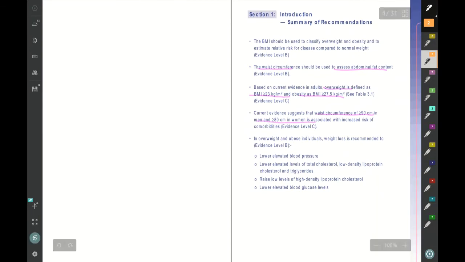What I want to say here is that the waist circumference actually contributes to the abdominal fat content. And then we must know the definition of overweight is BMI more than 23 kg per meter squared, and obesity is when the BMI is more than 27.5, okay? And then for men, the waist circumference is more than 90 centimeter, and for women it's 80 centimeter.